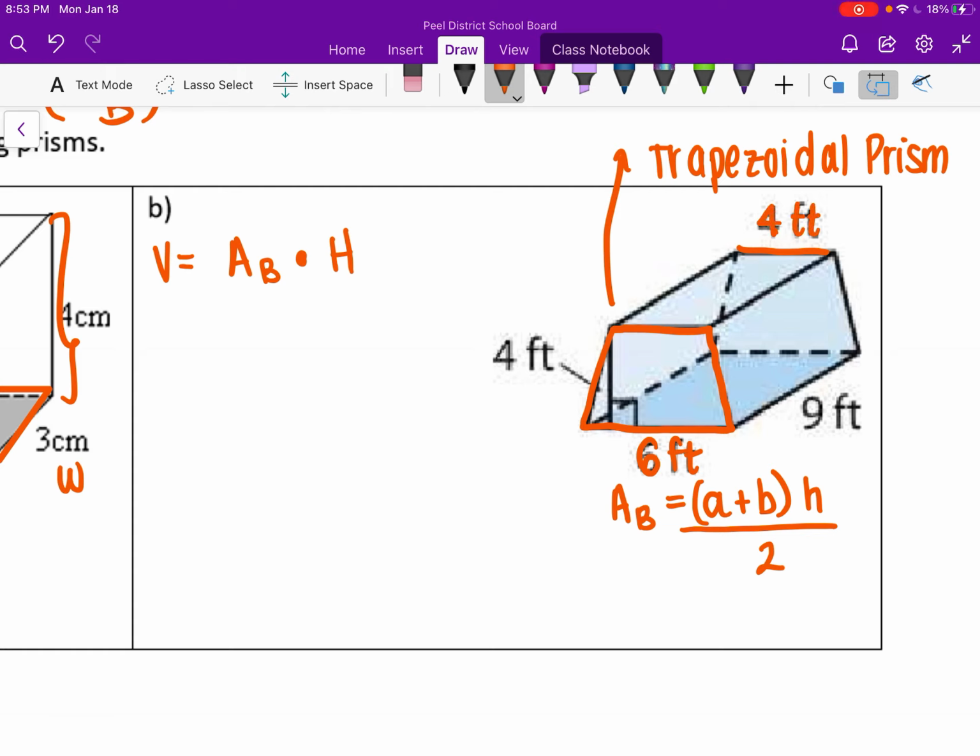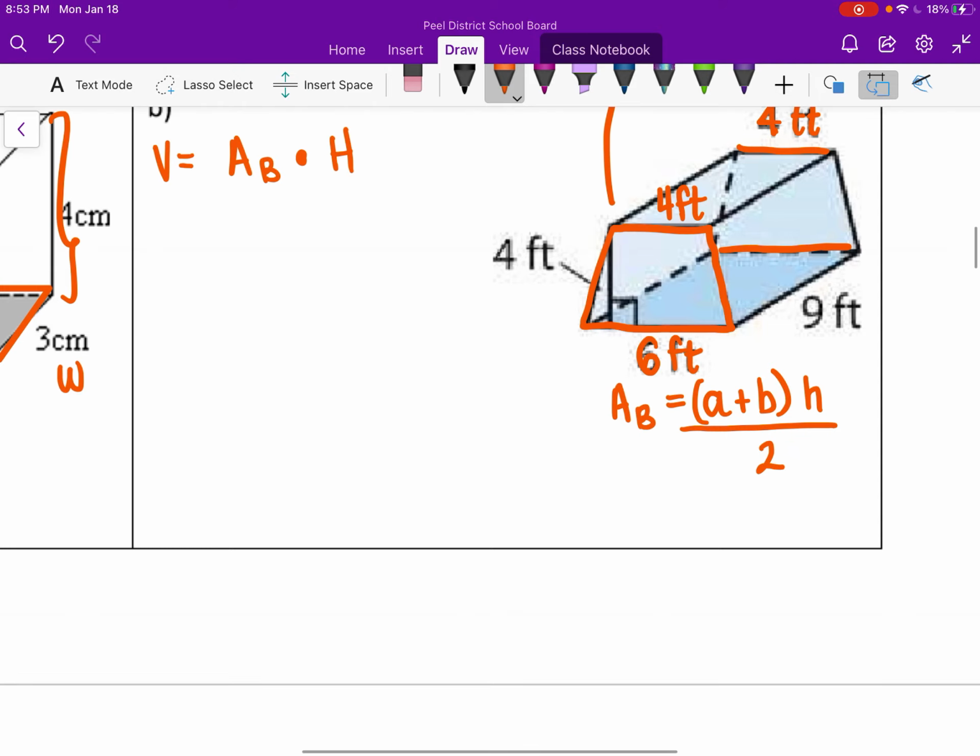And if they're the same thing, so we know that this is also 4 feet because they're the same thing over there, right? So that's the same length. So we know it's 4 feet. We know the height is also 4 feet. So let's just figure out what the area of the base is in the first place.